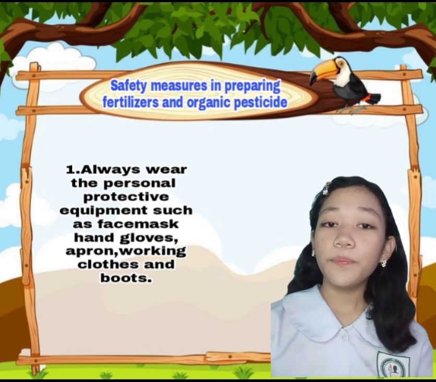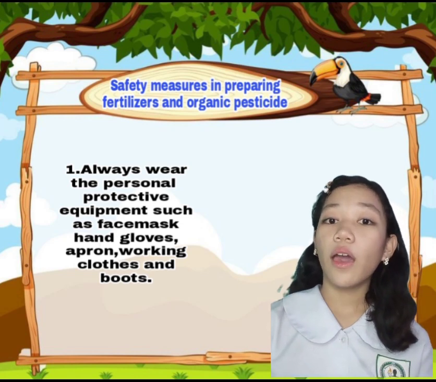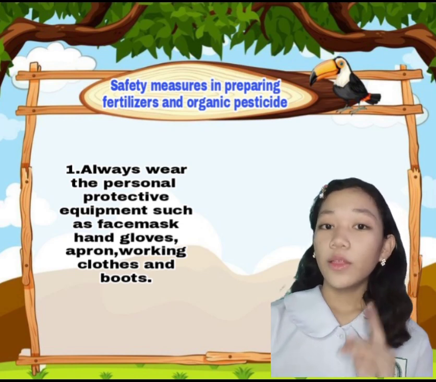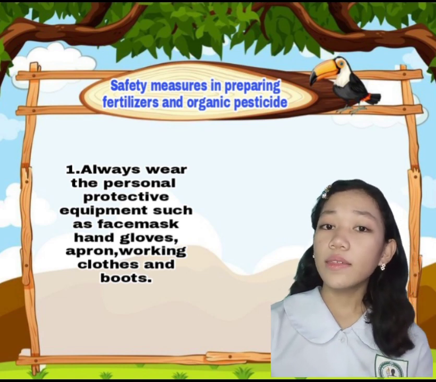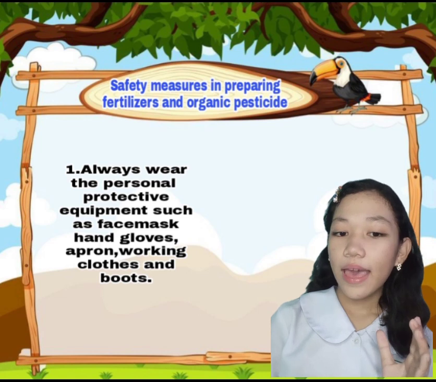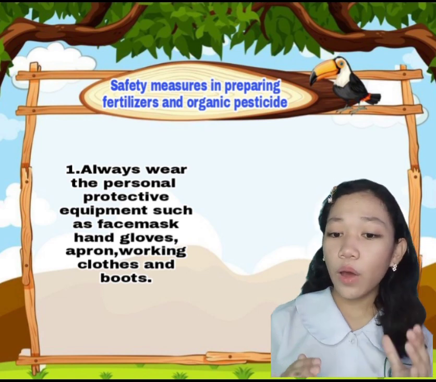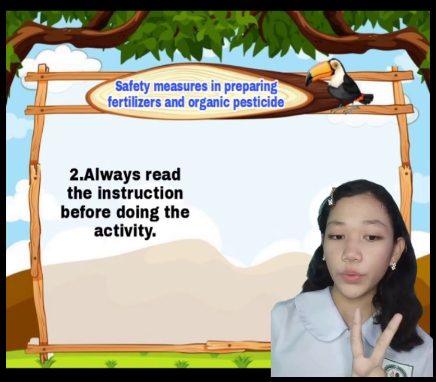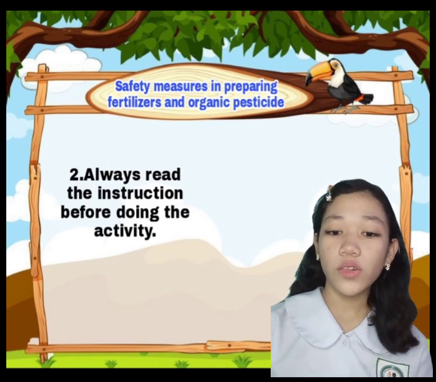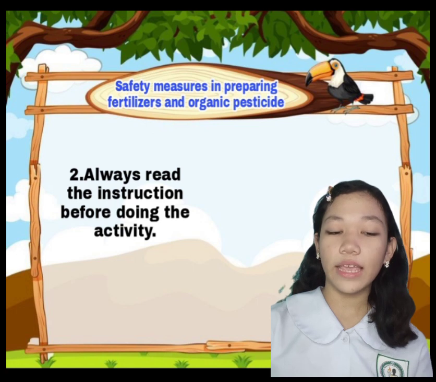Safety measures in preparing fertilizer and organic pesticides. Number 1, always wear personal protective equipment such as face mask, hand gloves, apron, working clothes, and boots. Number 2, always read the instructions before doing the activity.